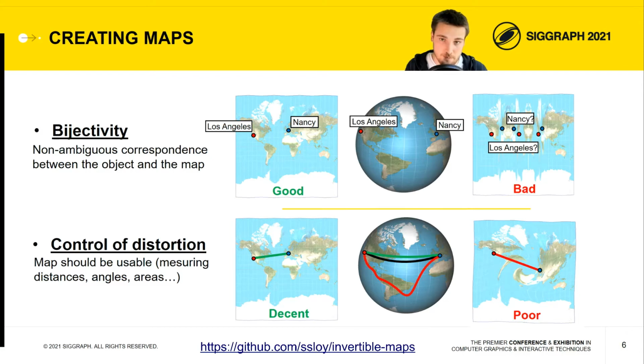First, bijectivity. There should be a non-ambiguous correspondence between the map and the object. And second, control of the distortion. It means that we should be able to use the map. For example, if I want to measure distance between Nancy and Los Angeles, the Mercator map might be decent, as shown on the left, but another map, as in the right, would be very bad. Our work mainly focuses on bijectivity, but still brings a decent solution for the control of the distortion.